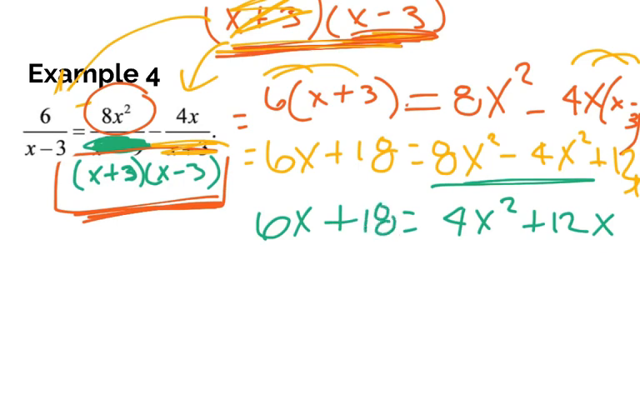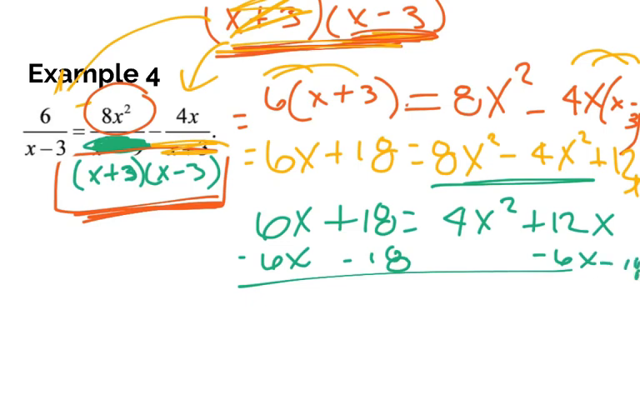Okay, let's get some things together. How about I subtract 6x, and I'm going to do it in one step. I'm also going to subtract 18. So I'll have 0 on this side. I'll have 4x squared plus 6x minus 18.